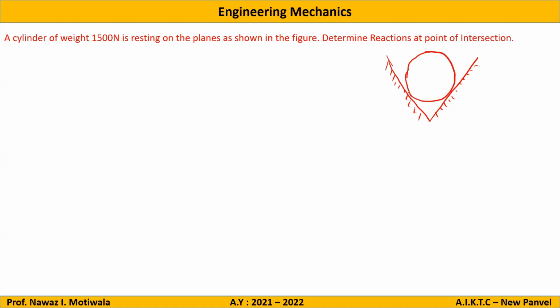This is a cylinder of 1500 Newton, which is resting. So weight I'm writing here 1500 Newton is resting on the planes as shown. Determine the reactions at point of intersection. अब point of intersection मतलब ये वाला point और ये वाला पॉइंट. So let us name it as, let us say, A and B. Okay. Now let us move, and the angles are given. This angle is given to you as 30 degrees, and this angle is given to you as 60 degrees.